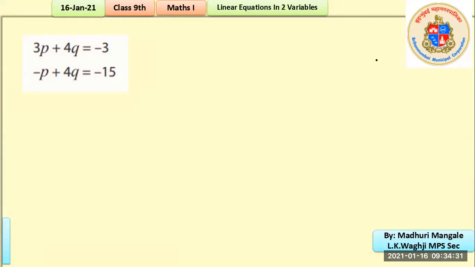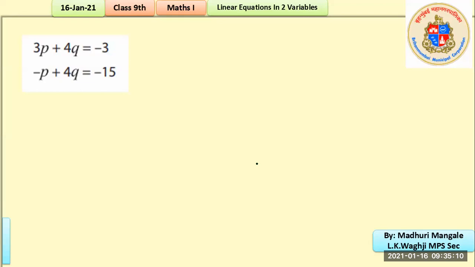Yes, now this equation is in the form p and q. How do we begin? The first step is to check the variables. Which variables have the same coefficients? So if you look at p, it has the coefficients 3 and minus 1. And if you look at the coefficients of q, it is 4 and 4, right? So the coefficients of q are the same.